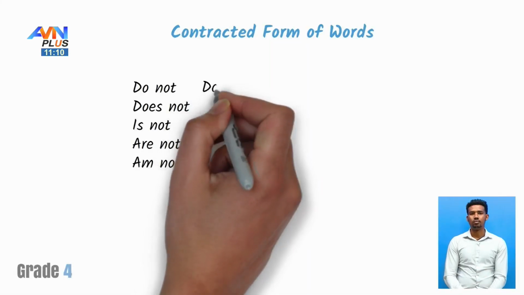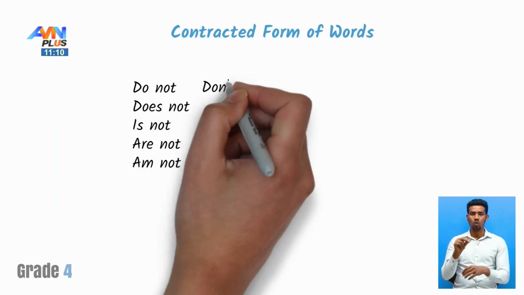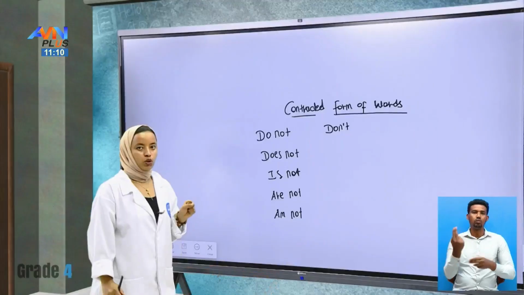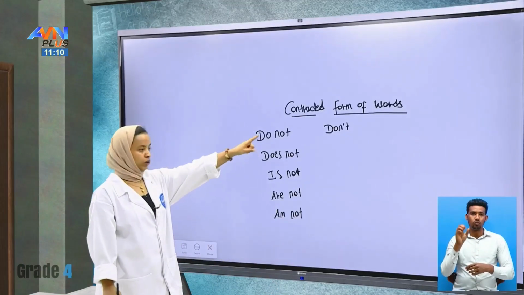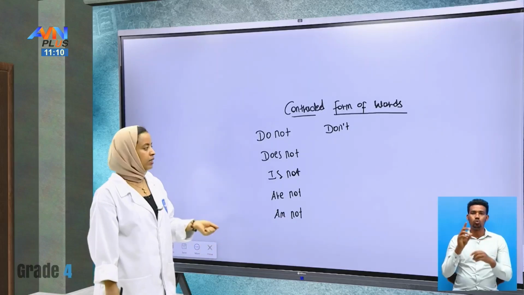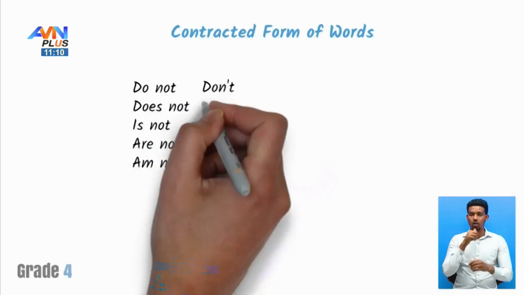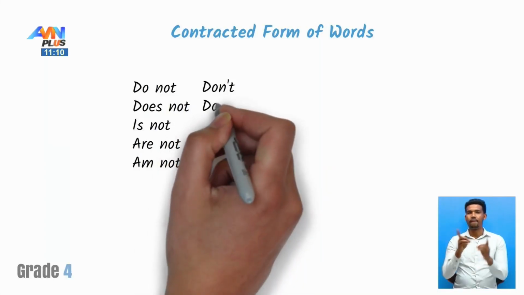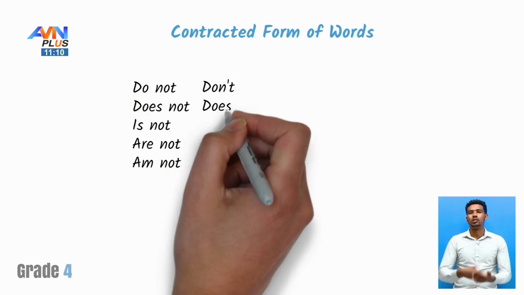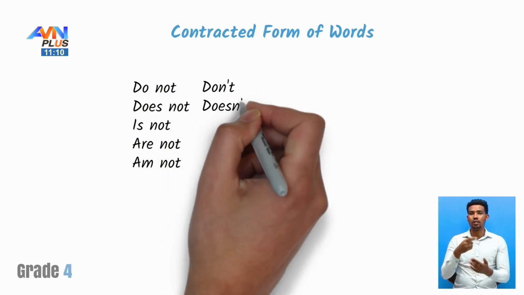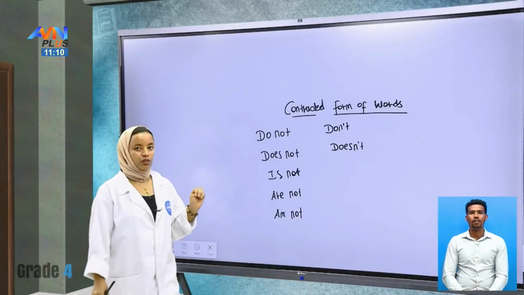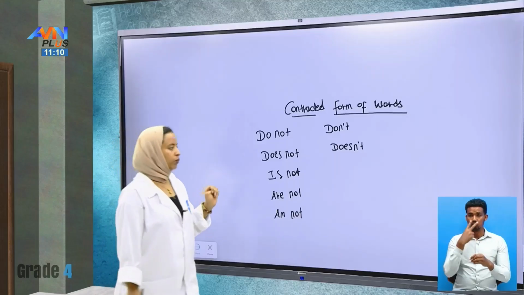Do not. Here is the place that you are going to use apostrophe. Do not, don't, we can say. Does not, doesn't. Here is N, and here is your apostrophe. Does not. Look, students, let us continue.